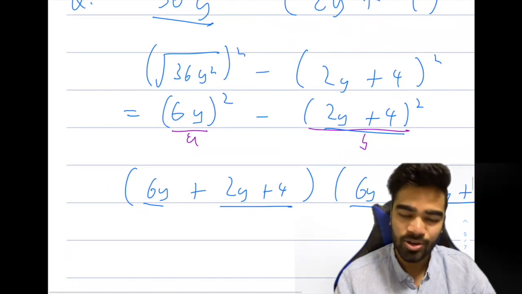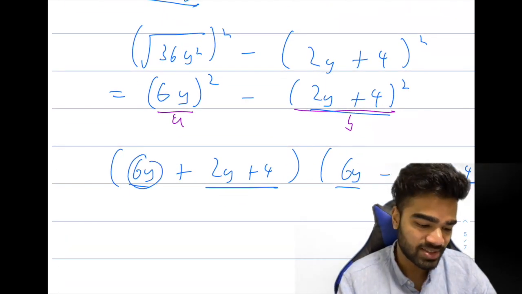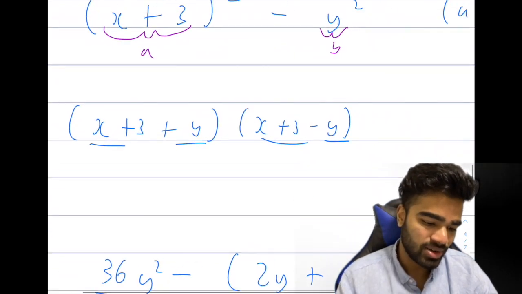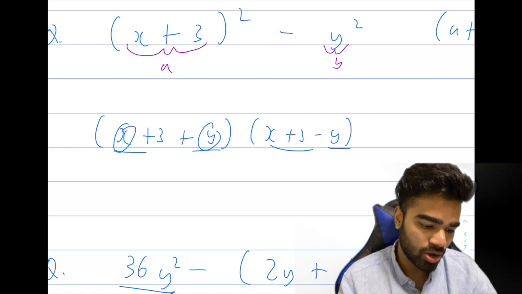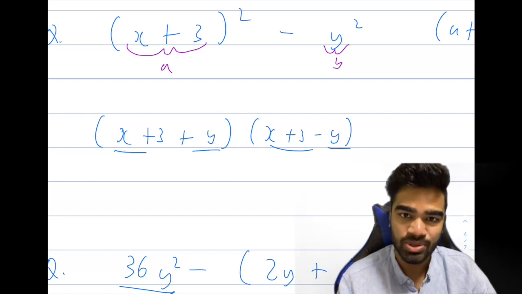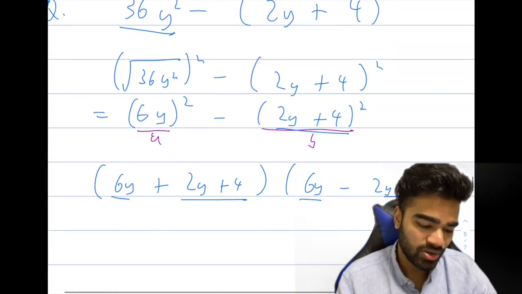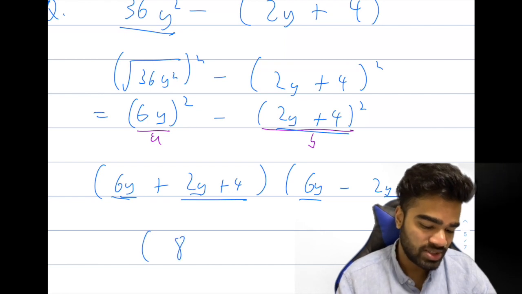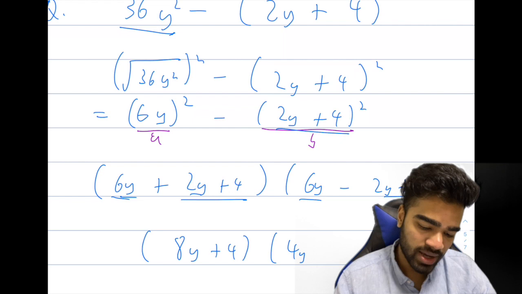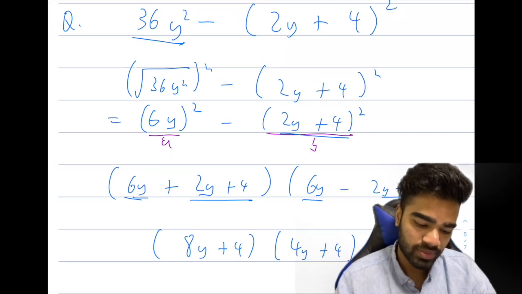Okay, but you'll notice a little bit, guys, we can keep simplifying this. You can see clearly 6y plus 2y, right? So in the previous question, there were no common variables. There were no like terms, so we couldn't simplify. But in this question, you'll notice both of them are y and y. What's 6y plus 2y? It's 8y plus 4. And 6y minus 2y is 4y plus 4, like so.